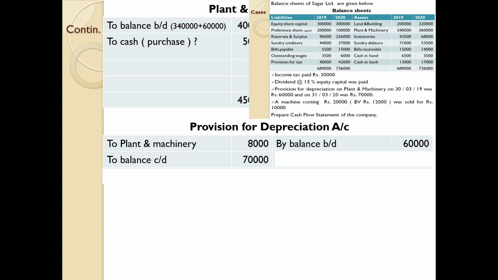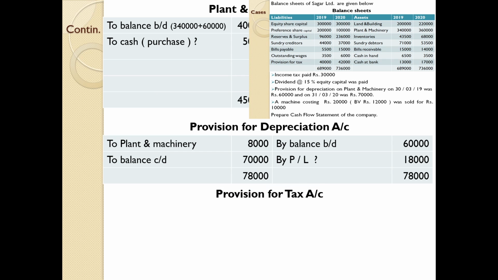Since there is no specification regarding depreciation of that particular asset, we can assume that the difference between the book value and cost amount is considered as the depreciation on that asset. So 8,000 is recorded. And finally, if you take the total, there is a difference on the right hand side. It can be considered as provision for depreciation made during the year. So we have prepared plant and machinery, provision for depreciation, and we need to prepare another account, provision for tax.